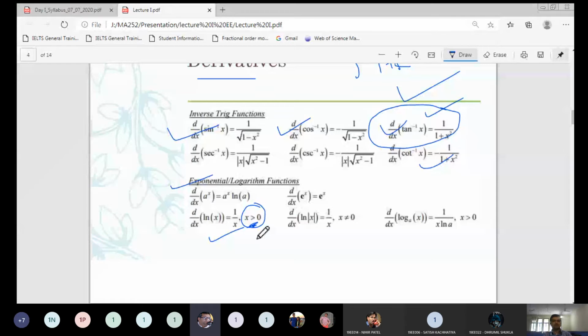Denominator cannot be 0. Yes, it cannot be 0 and negative. Here it should be positive and greater than 0. Then next, ln mod of x. If you differentiate ln mod x, then it is 1 upon x and x not equal to 0.